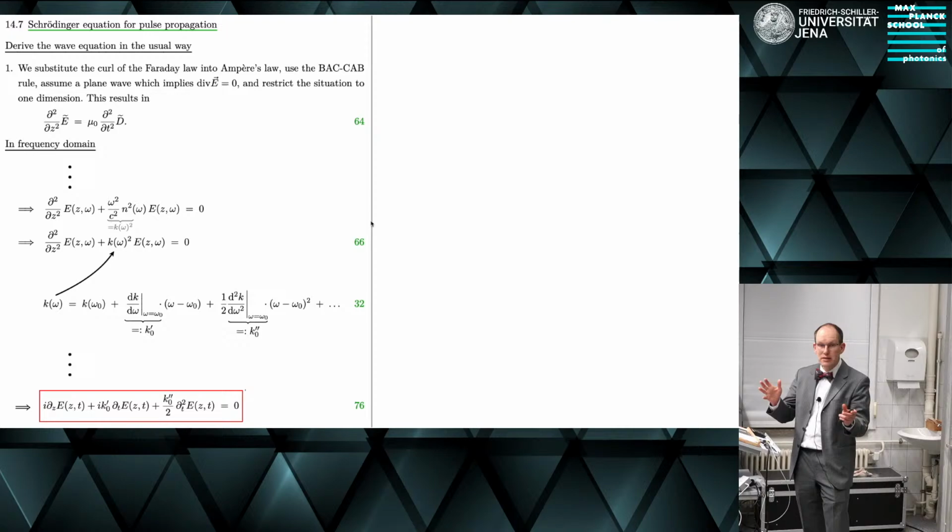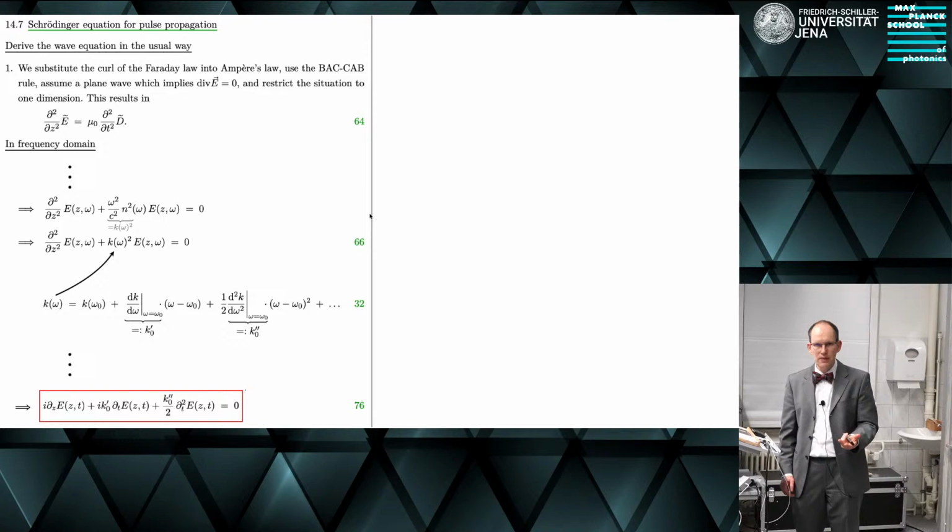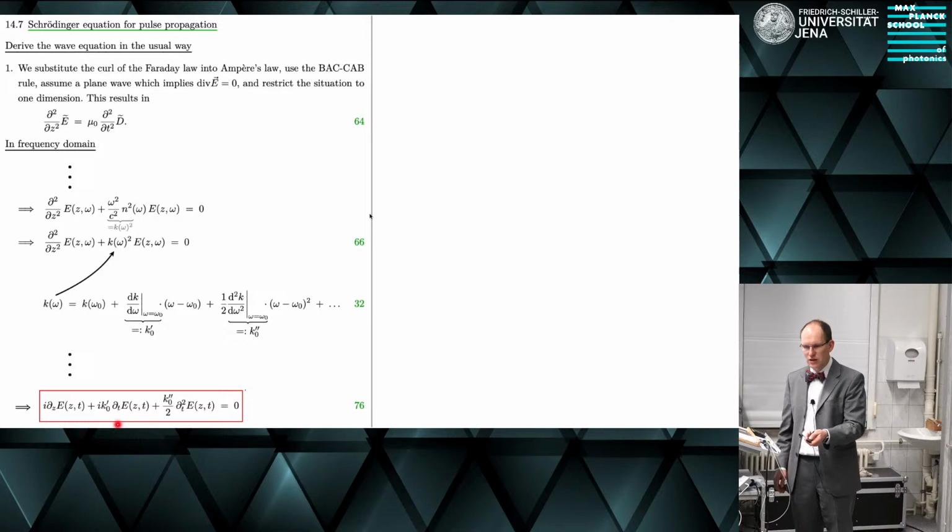Well, if we do all that, then we arrive at this equation, and this equation does not quite look like a Schrödinger equation, but it is a Schrödinger equation, at least if you make a transformation of the frame of reference. So if you change the variable t to a variable tau, that is the retarded time, so tau is equal to t minus z over the group velocity.